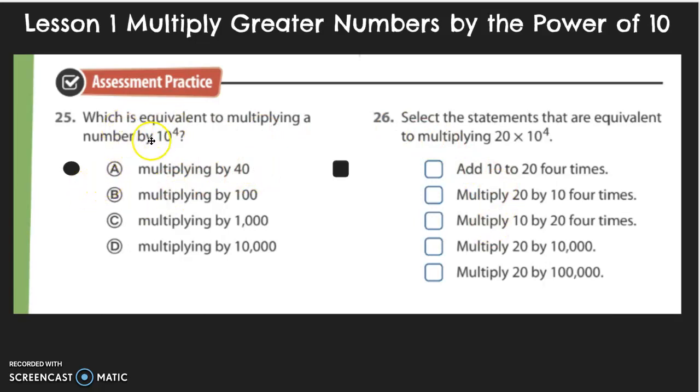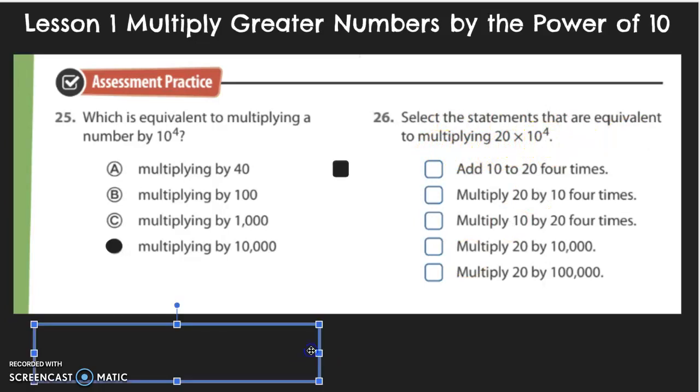All right, so the first one here, multiplying by 10 to the 4th, that means I'm going to multiply it by 40. Take 10 and multiply it by 4. Is that how we do it? Multiplying by 100, 1,000, or 10,000. Remember our shortcut, we said this would be like adding 4 zeros. This is the only one that's got 4 zeros. So hopefully you said D is your correct answer.